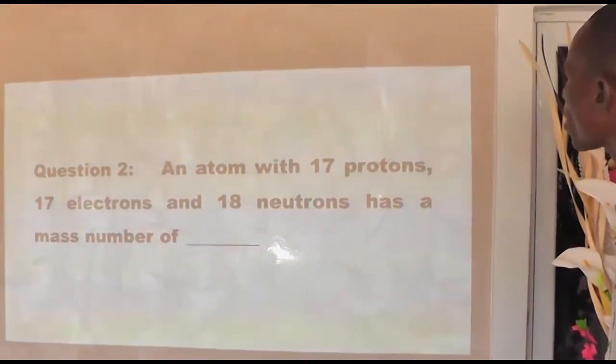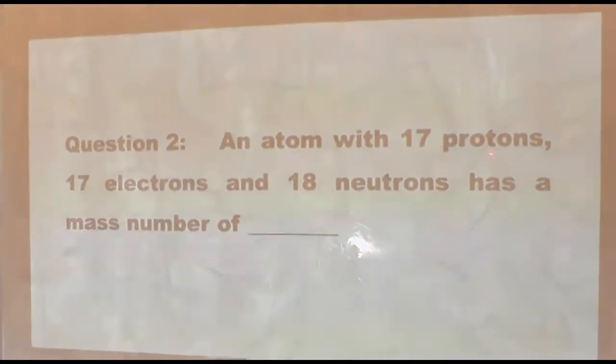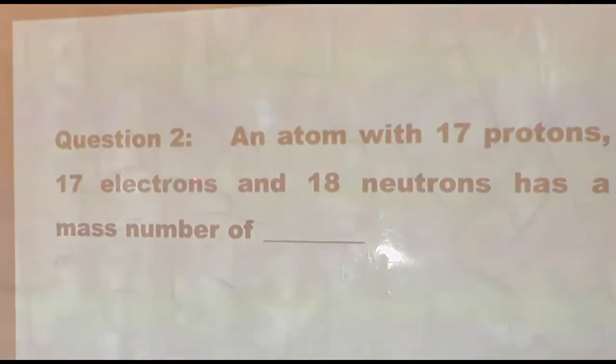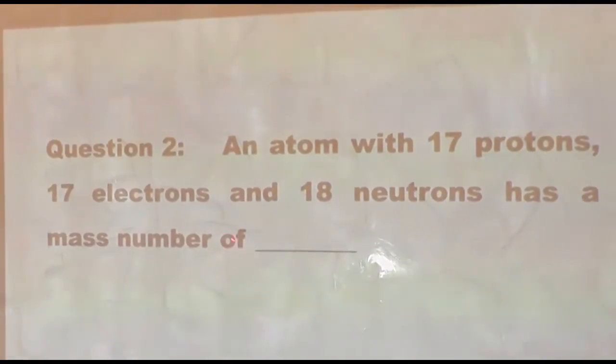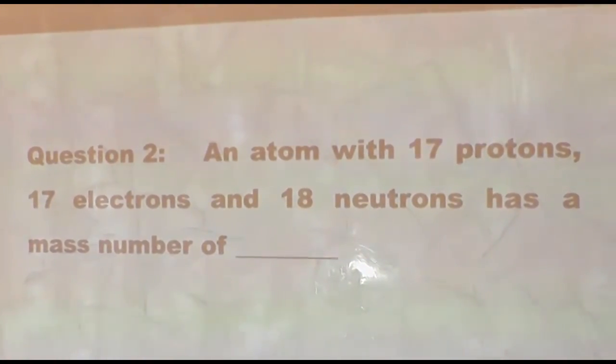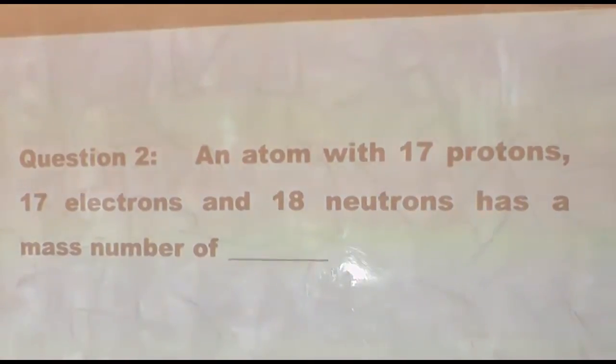An atom with 17 protons, 17 electrons, and 18 neutrons has a mass number of dash. What is the mass number?